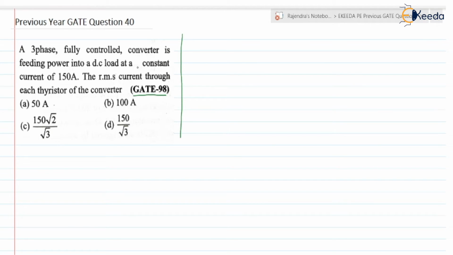So it is given that the load current is constant, so I0 is equal to 150. Next, the RMS current through each thyristor of the converter is, and they have given the four options. So it is a fully controlled converter we are having.